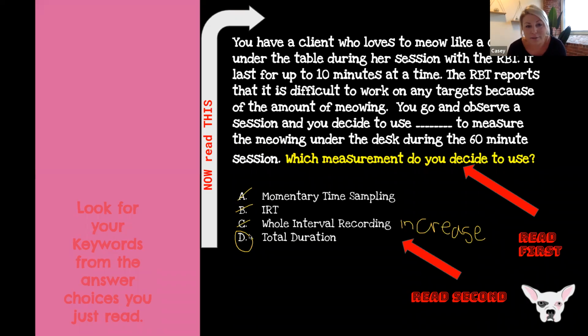So total duration would tell me how long during the 60-minute session she's meowing, because it's saying it's happening up to 10 minutes at a time. So that's a very long duration of a behavior. So I would be looking at total duration.